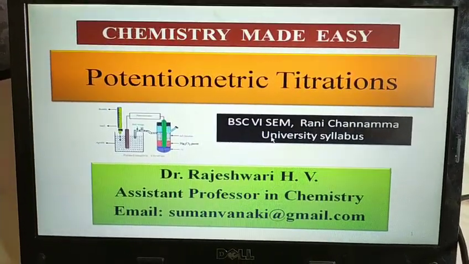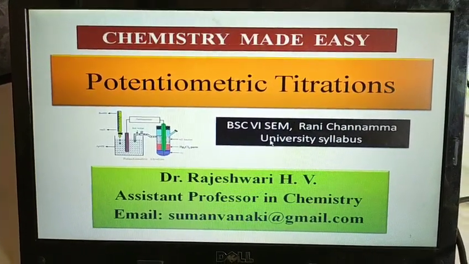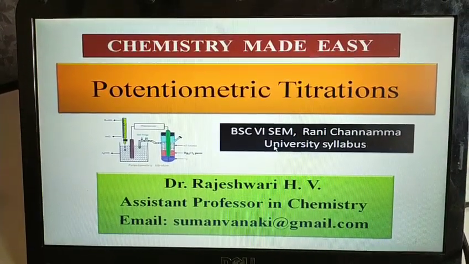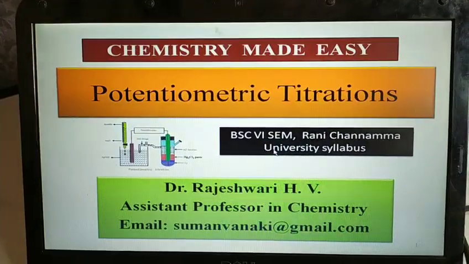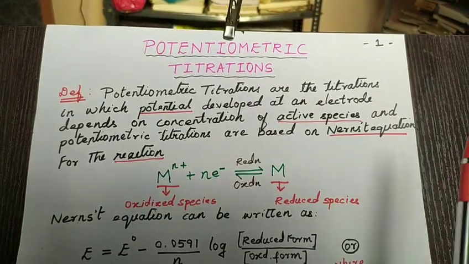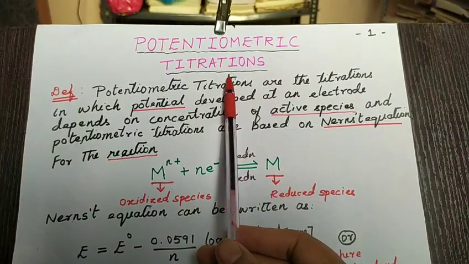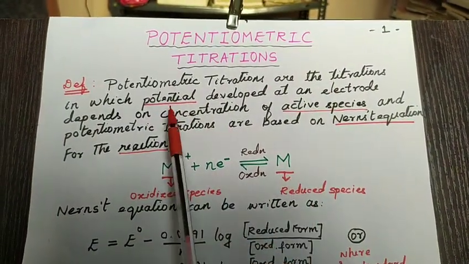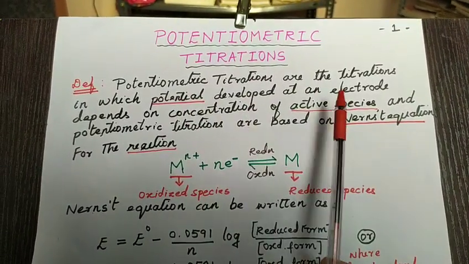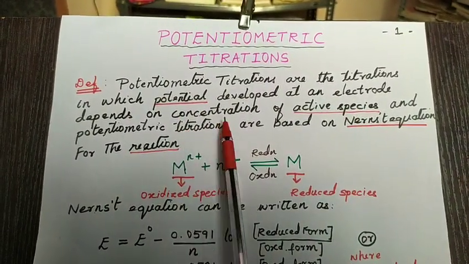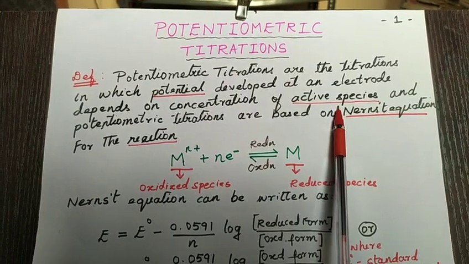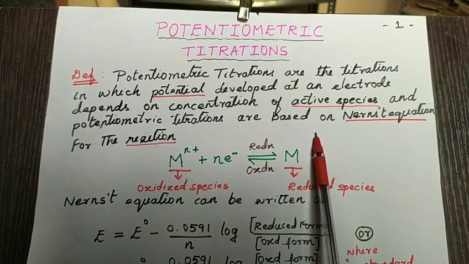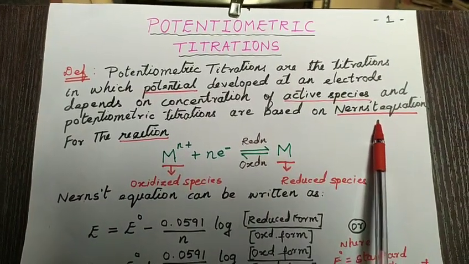Today I am going to explain the topic potentiometric titrations. This is one of the important topics in electrochemistry which appears in the BSc 6th semester RCU syllabus. What are potentiometric titrations? Potentiometric titrations are defined as the titrations in which the potential developed at an electrode depends on the concentration of active species. It may be reduced and oxidized species, and the potentiometric titrations are based on the Nernst equation.